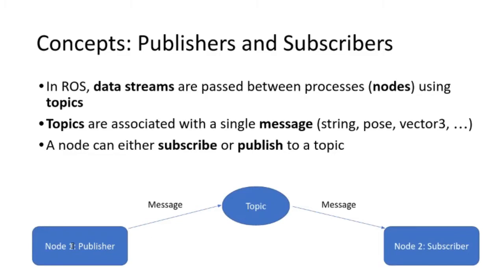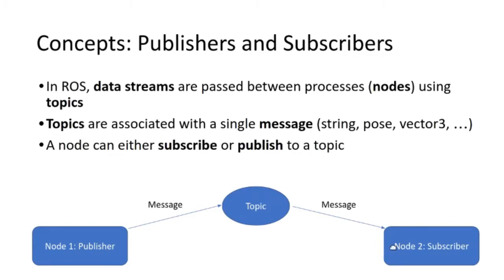As you can see in this little diagram at the bottom, here's a simple architecture that you could build in ROS. You could have two nodes, and these two nodes are usually in the form of Python scripts, or they could also be C++ files. In this example, we have one node that's going to publish a message to something called a topic, and the other node, node number two, subscribes to this topic and receives the messages from node number one.